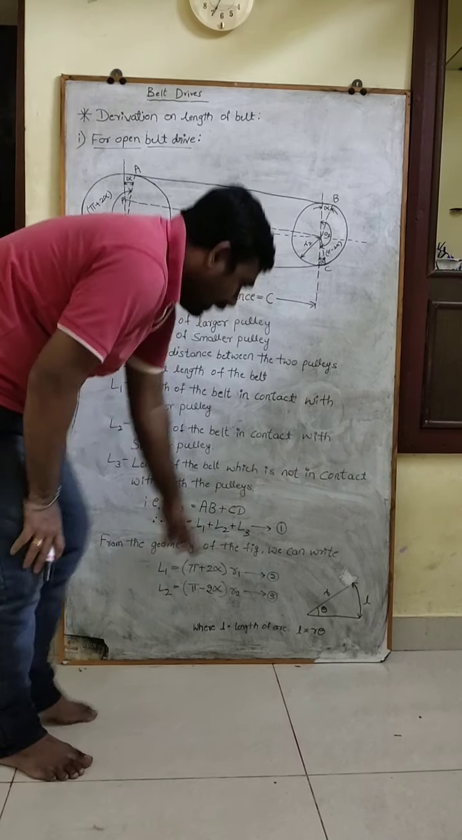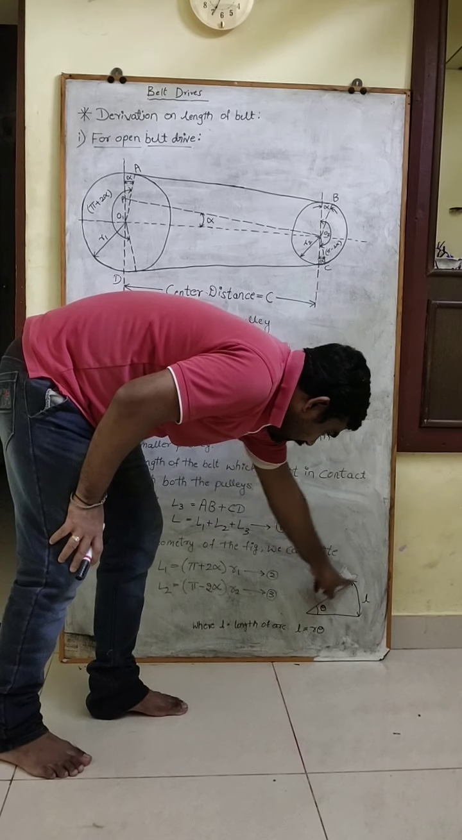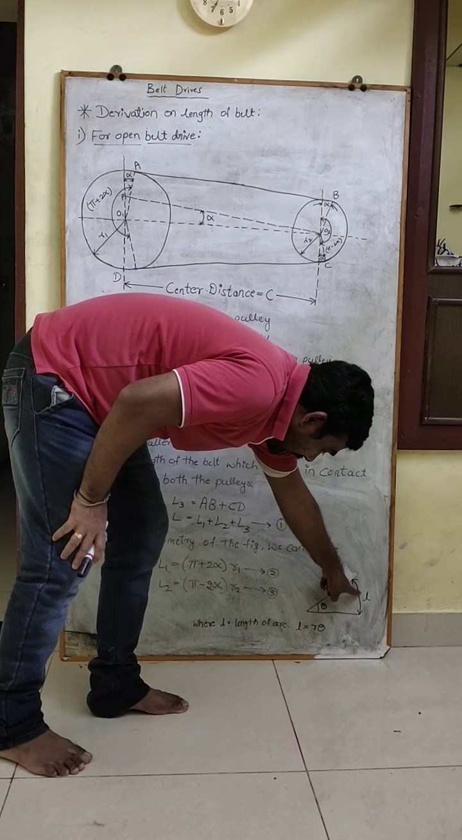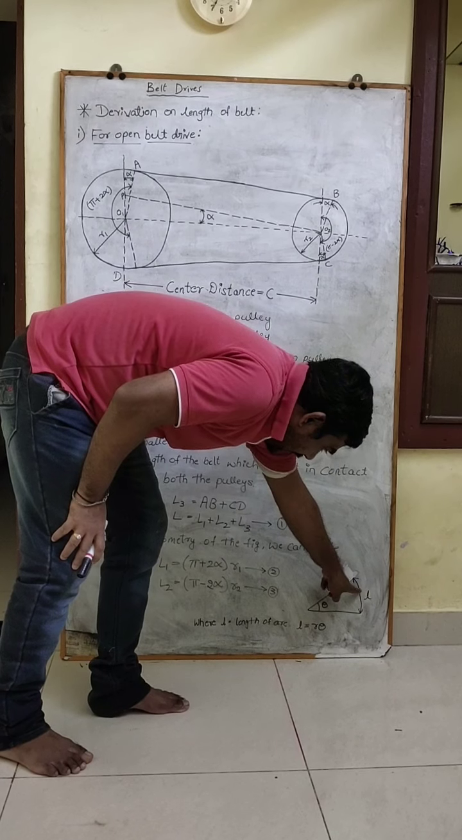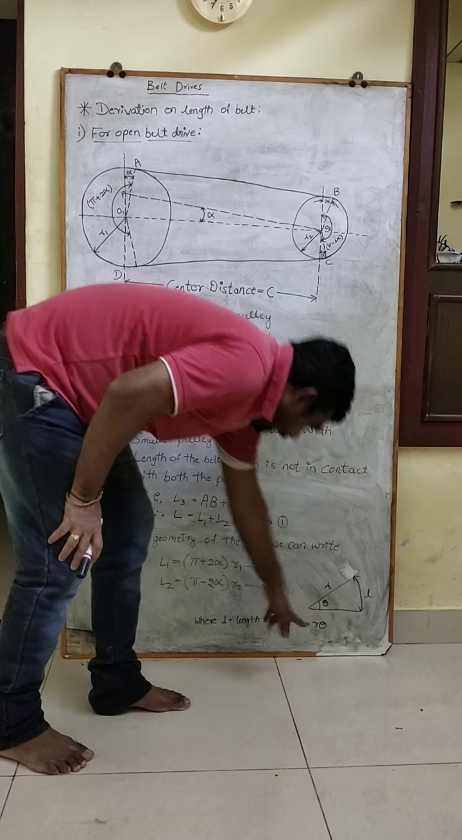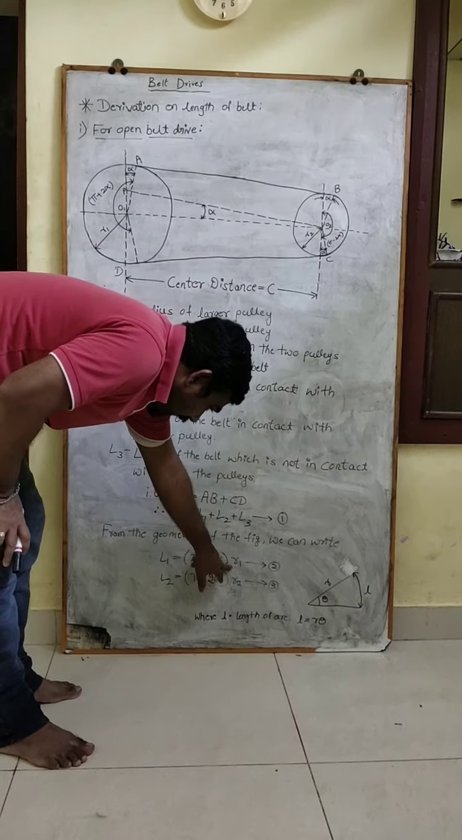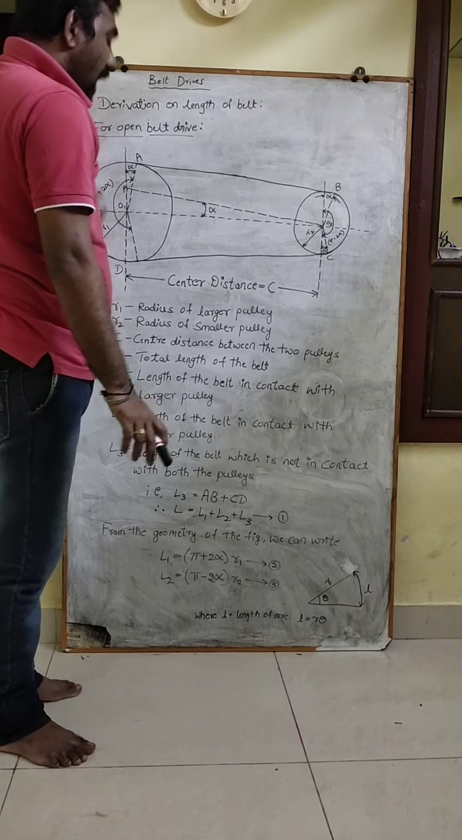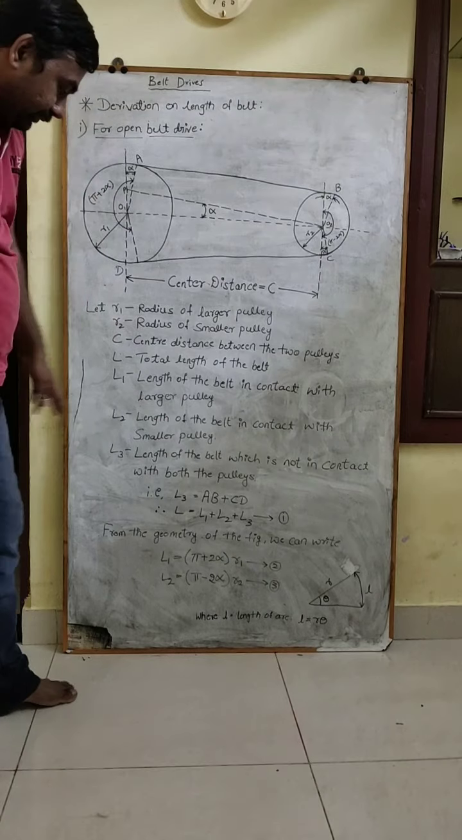So we have taken the geometry of this one. This is the radius, this is the angle of contact, and this is the length of the arc of contact. So L equals R into theta. In the same way, we express it as R1 into theta, where theta is pi plus 2 alpha, which is the angle.